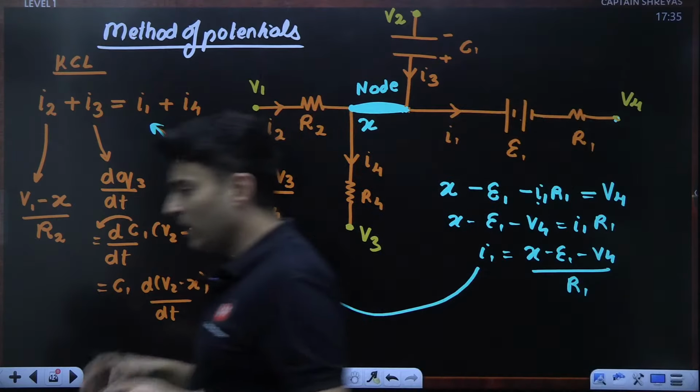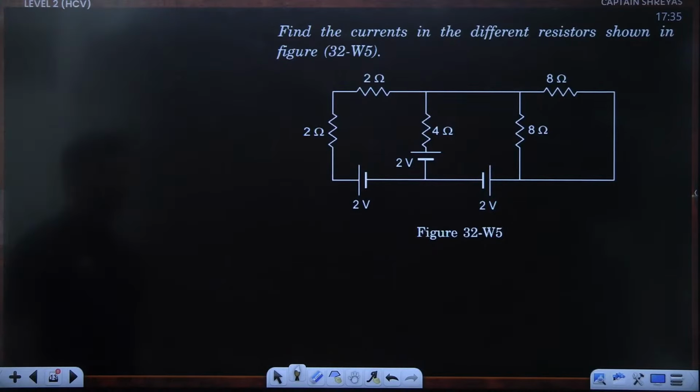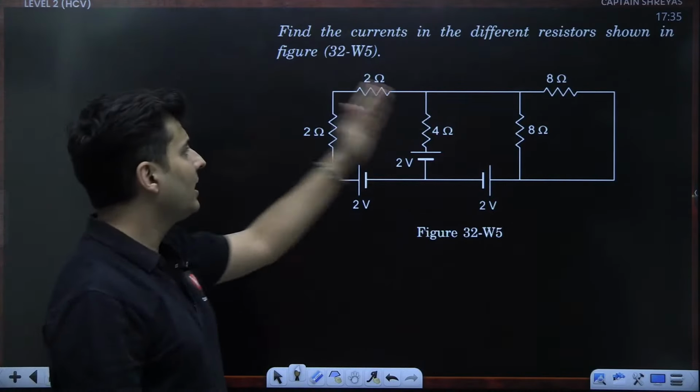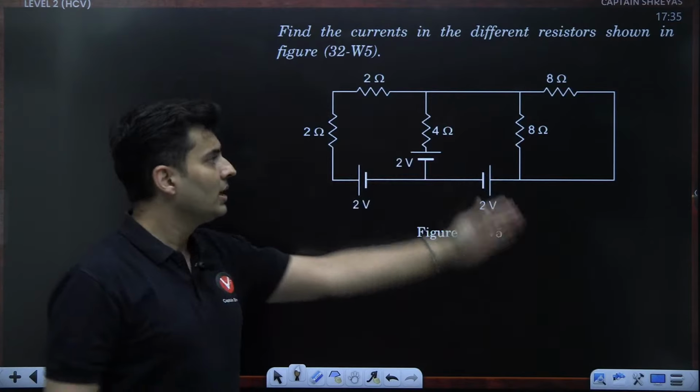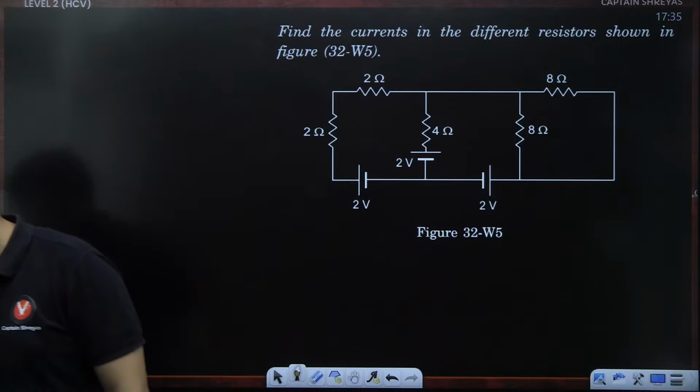Okay, let's take up some questions now on Kirchhoff's laws. And here comes the first question on your screen. Find the currents in the different resistors shown in the following figure. Let's see if you guys can figure this out. Come on, my dear warriors.